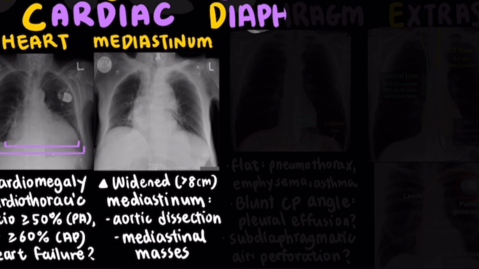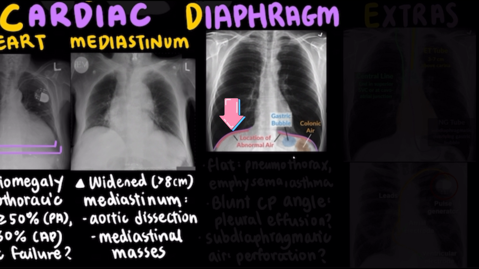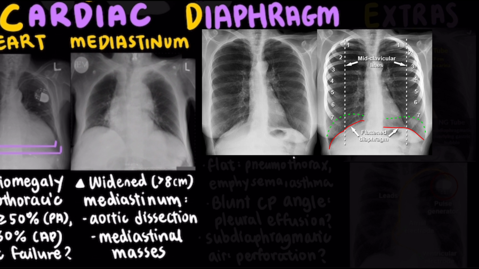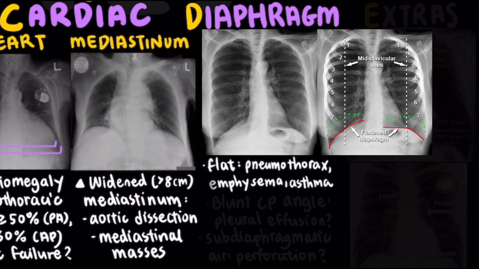Next, take a look at the diaphragm. Normally, the right hemidiaphragm sits slightly higher than the left, due to the liver underneath. The diaphragm is normally dome-shaped. When it appears flat or depressed, that usually indicates increased pressure inside the chest pushing it downward. Common causes include emphysema, tension pneumothorax, and severe asthma attack.